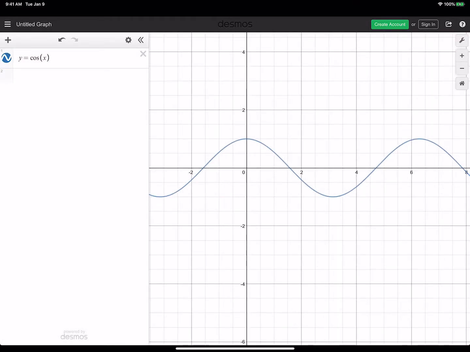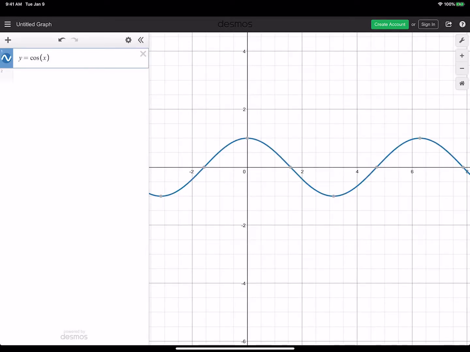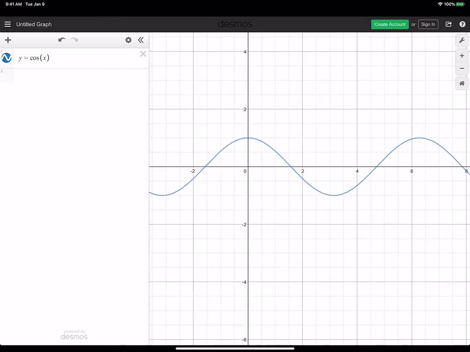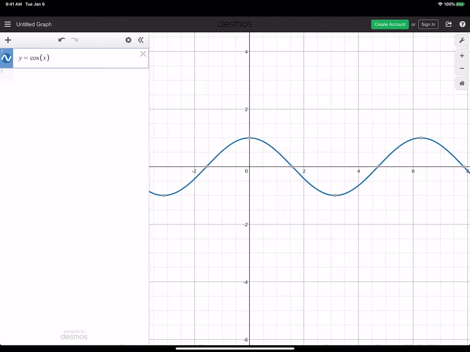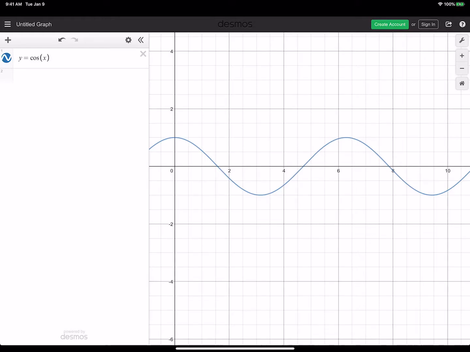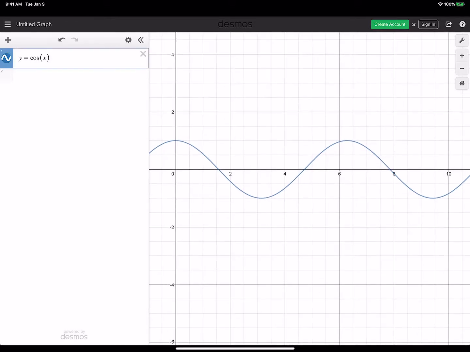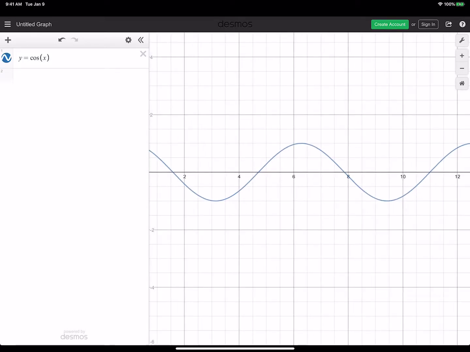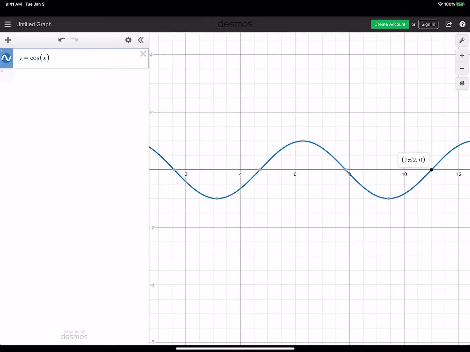Now, there's a lot of values where cosine is 0. Is that right? Cosine is 0 at this location. Tell us what the points are. Pi over 2. What else? 3 pi over 2. Is that right? Every time I resize this, it seems to go away. There we go. Pi over 2, 3 pi over 2. What's this going to be? 5 pi over 2. Is that right? And you're going to get 7 pi over 2.